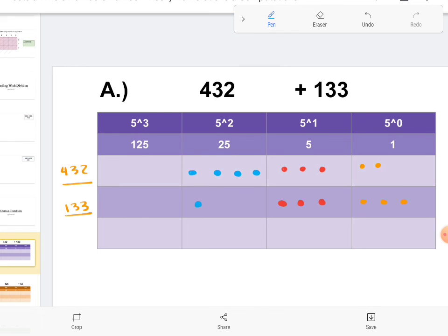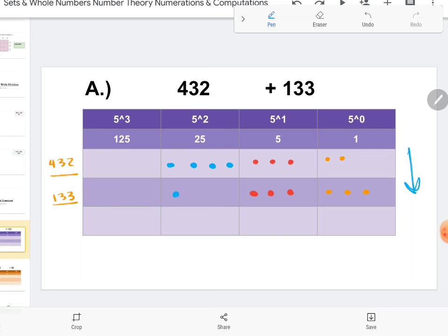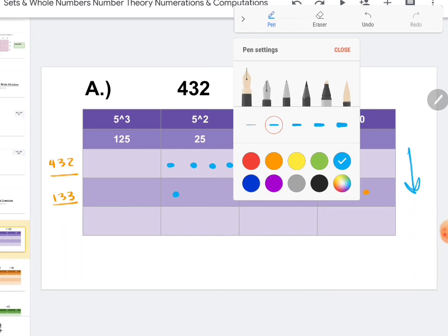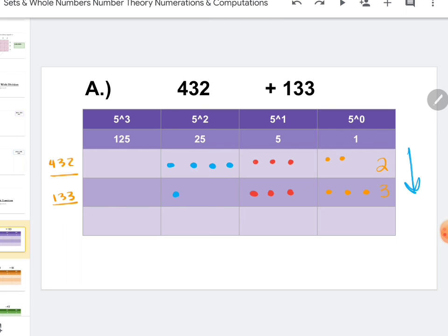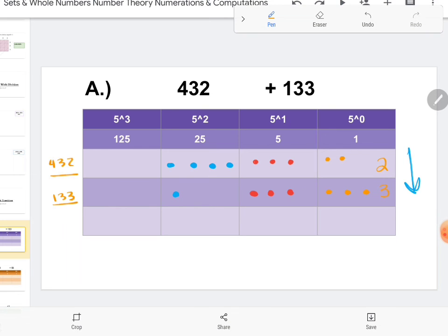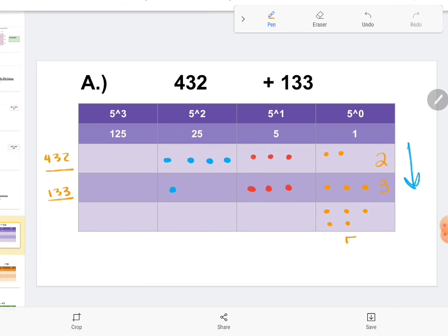Now, the best way to solve for this would be to add going down. So for our first column, or our rightmost column, we have 2 dots in the first section. We have 3 dots in the second section. We're going to add 3 and 2, and we should get 5 dots all together, which we'll write our 5 right here.